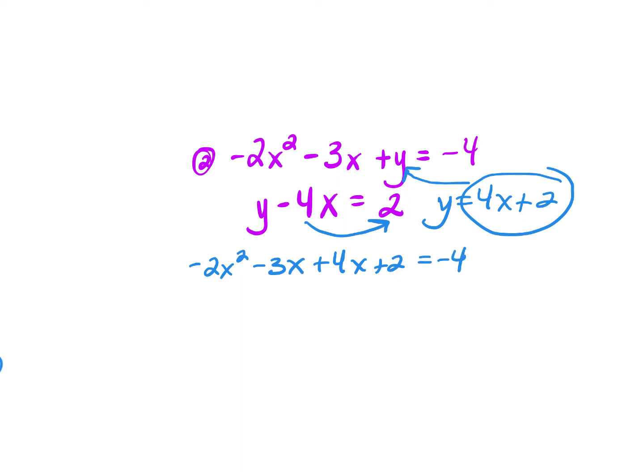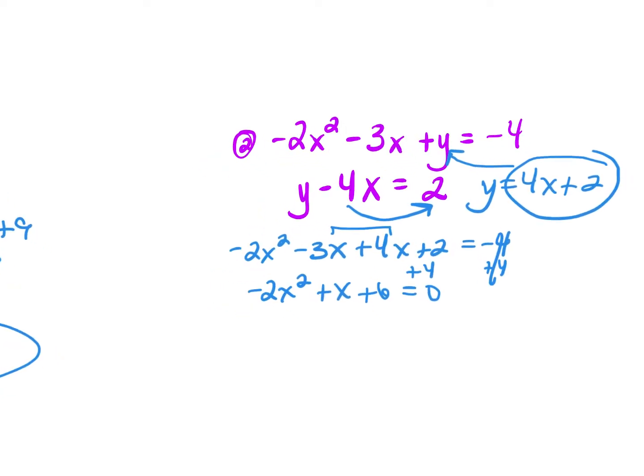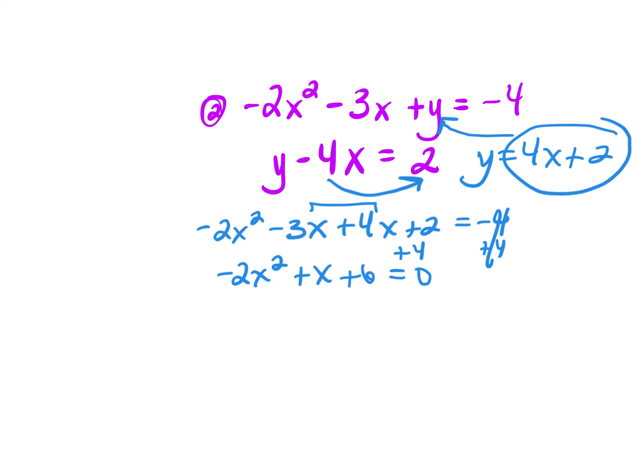So now let's combine like terms. Negative 2x squared is just going to stay right there. I have a negative 3 and a positive 4. That gives me plus x. I'm going to add this 4 to both sides. So I have plus 6 equals 0. Now before I try to factor this, what's the problem with this? There's a negative in front. Let's divide everything by negative 1. So this becomes 2x squared minus x minus 6 equals 0.